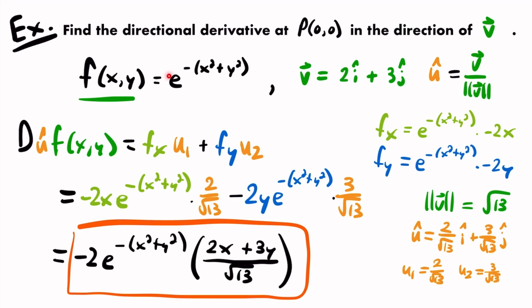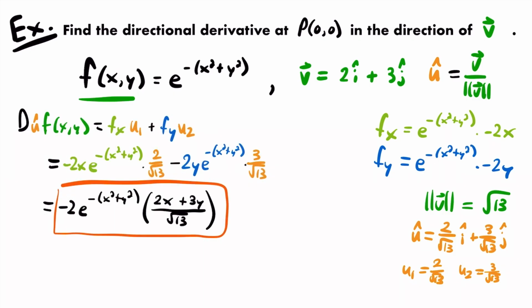but we do want to find the specific directional derivative at the point 0, 0. So let's work on that now. That will look like this.